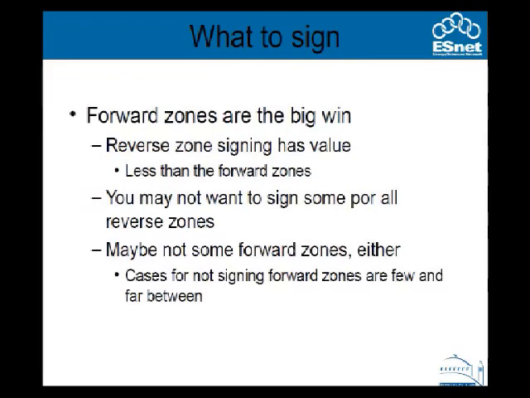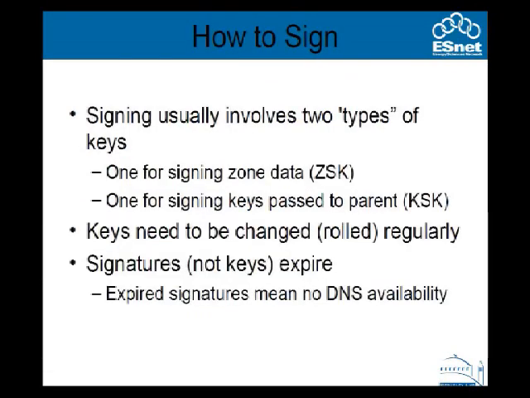Main thing to sign is probably your forward zones. Reverse zone signing has some value, but it's not nearly as great a value as signing your forward zone. So you may not want to sign some or all of those, particularly initially. There may be some specific forward zones you'd prefer not to sign as well. Ones that you're not really concerned with somebody masquerading as, but you'd prefer to be really certain they didn't disappear. You'll have to decide those on a case-by-case basis.